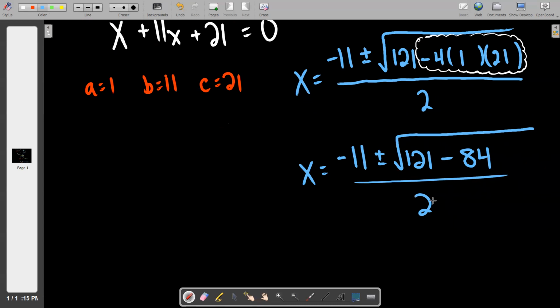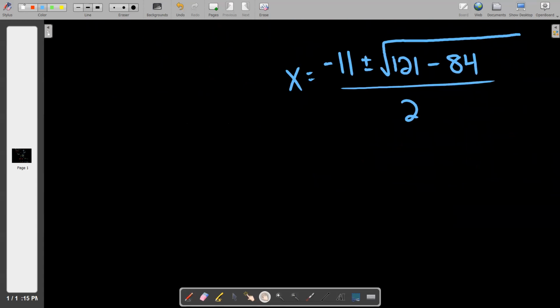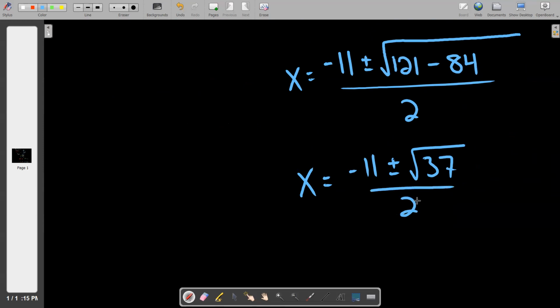All right, do the math inside the root sign. What's 121 minus 84? 37. So I'm going to write x equals -11 plus or minus the square root of 37, all over 2. Can we go further? Why not? 37 is a dead root, right? You can't break 37 down.